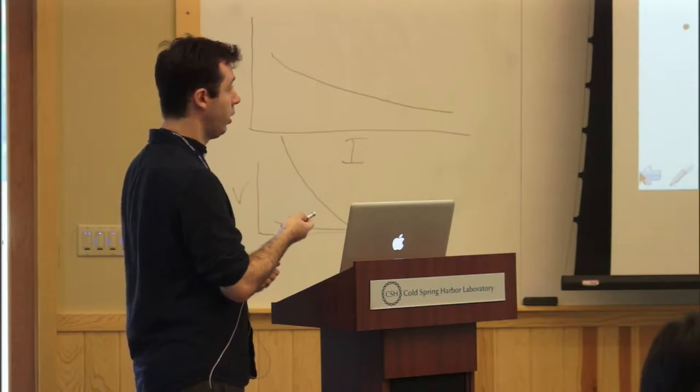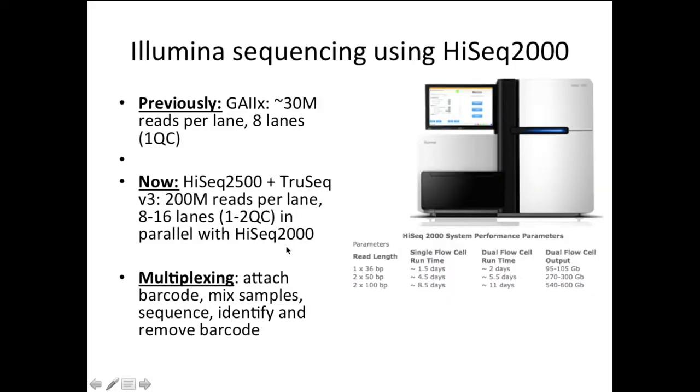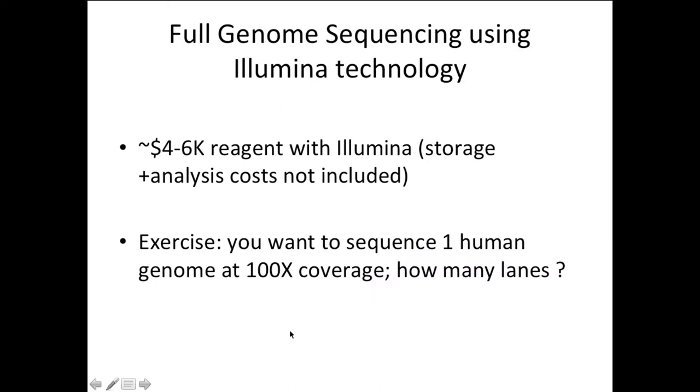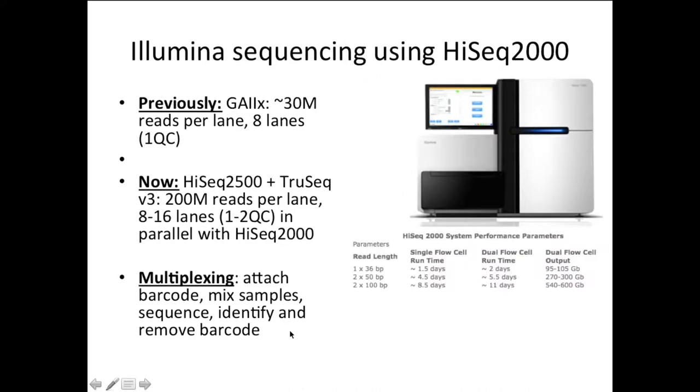Using the HiSeq 2500, you can sequence up to 200 million reads per lane. You can actually do 16 lanes in parallel, two flow cells, and because you can sequence so much now, what you do, as we discussed, is use barcoding as a way to sequence multiple samples within the same lane. And people use barcodes for up to 96 samples.